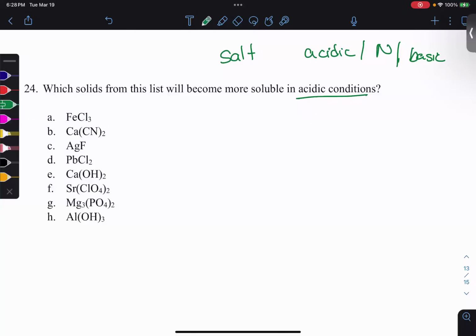Acid, changing the pH will only make things that are basic salts more soluble. So let's look through these. Iron chloride. So maybe just ask yourself, what kind of compound is that? Is that acidic, basic, or neutral? It is acidic. Why is it acidic? What part of it makes it acidic? Iron 3+. Iron 3+ is what kind of acid? A Lewis acid. You might be thinking, oh, that's not a weak acid I've ever seen before, but it's a special kind of Lewis acid.